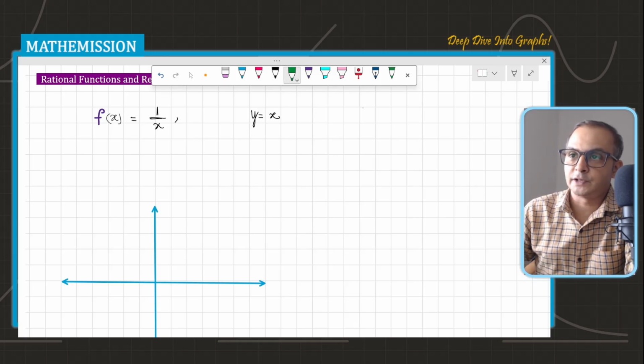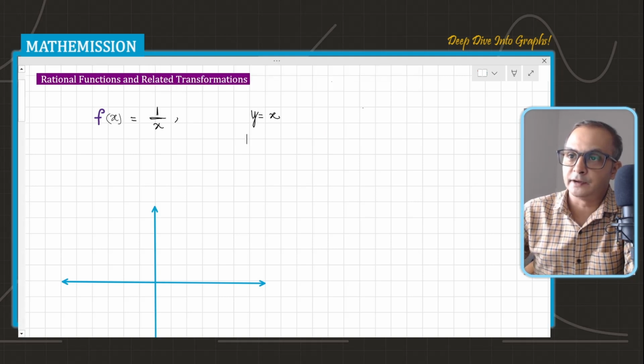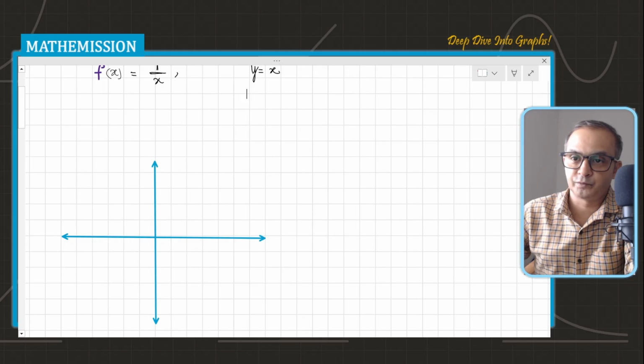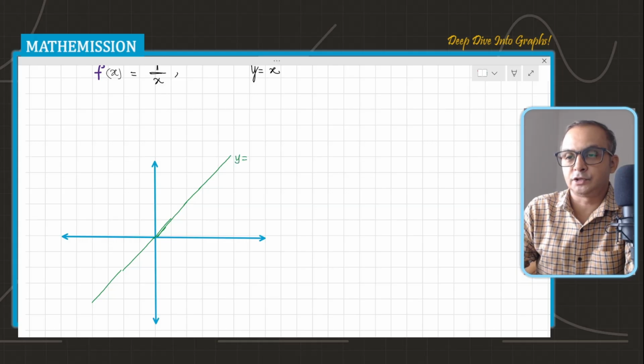The graph of y = x is a line which passes through the origin and is inclined at 45 degrees with the x-axis. So it will pass through each corner of the grid, because it should pass through (1,1), then (2,2), then (3,3), and so on. Similarly here, and this is the graph of y = x.